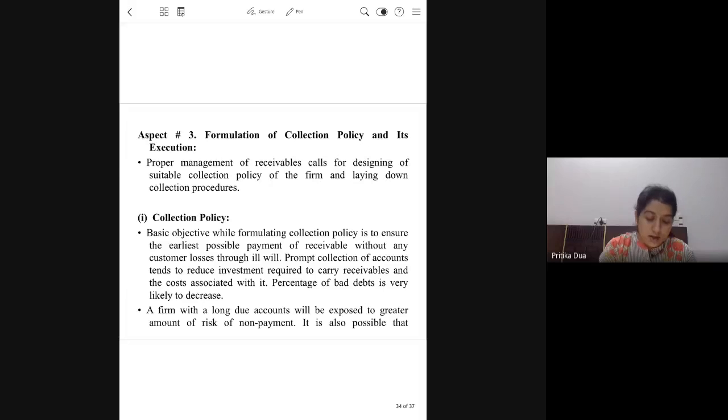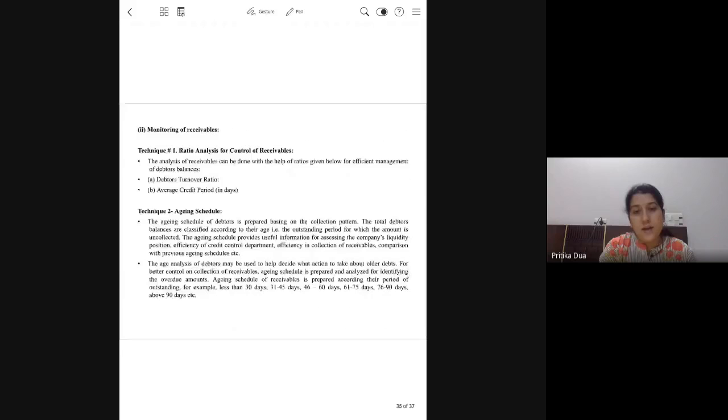Then collection policy is formed. Firms institute a separate collection department wherein they keep a track of how and when to approach particular customers. For that they use ratio analysis. The most important among them is your debtor turnover ratio. To what extent, we did activity ratios in accounts, so the formula of debtor turnover ratio.